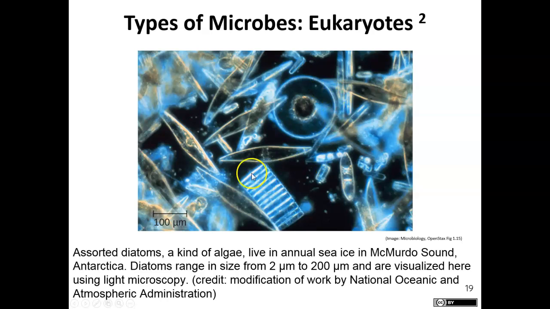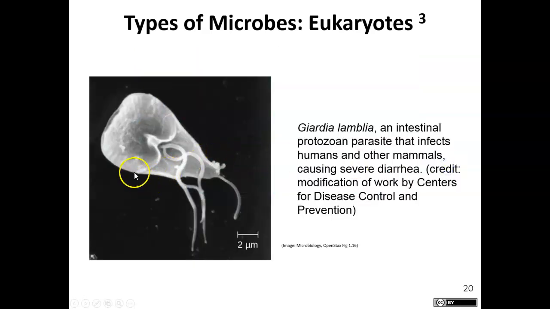So this is a picture of your protozoans. These are different protozoans called diatoms. Diatoms are very beautiful and typically don't cause any problems unless they start growing out of control and secreting certain toxins. Here we have a protozoan. This is Giardia lamblia. Giardia lamblia is a protozoan that infects humans when we drink infected water. So these guys cause severe diarrhea.